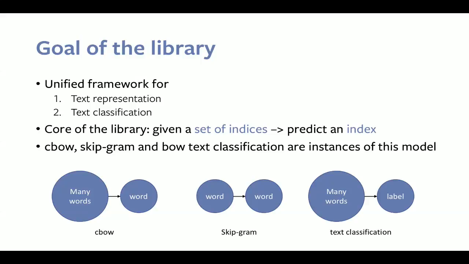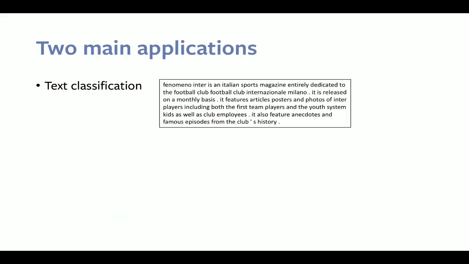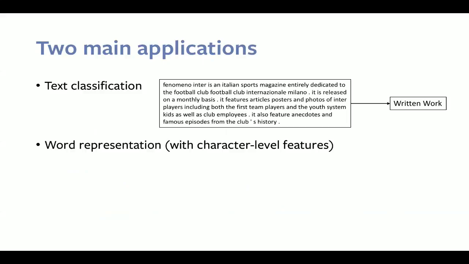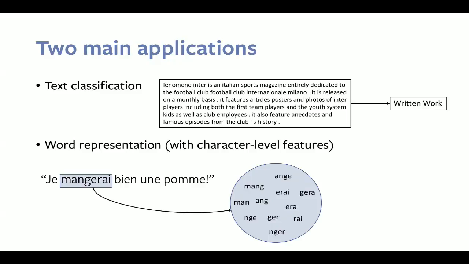So there are going to be two main applications. The first one is text classification, in the sense that given a big block of text, a paragraph, maybe more than just a sentence, we want to predict that, for example, this one is about written work. The second application is going to be about training word representations that have character level features in them. So, for example, for the word mangerait, we're going to extract character n-grams, sum the character n-grams, and use them to predict the surrounding context.